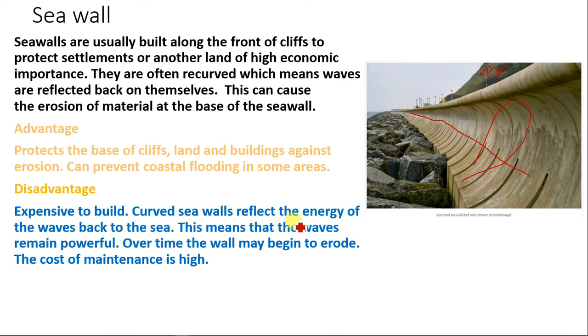Disadvantage: it's expensive to build. A curved seawall reflects the energy of the wave back into the sea. This means that the wave remains powerful. At other times, the wall may begin to erode easily, and the cost of maintenance is very high.